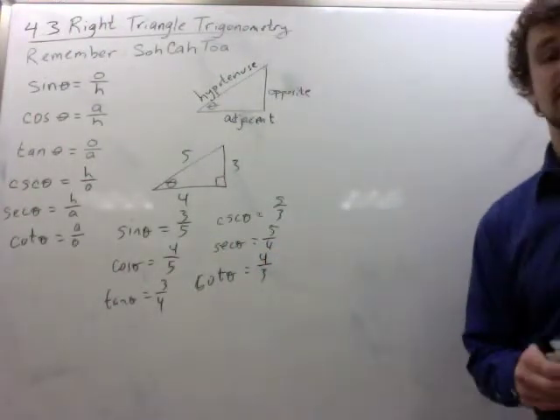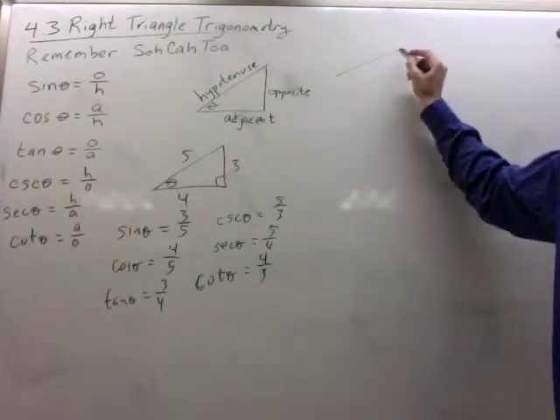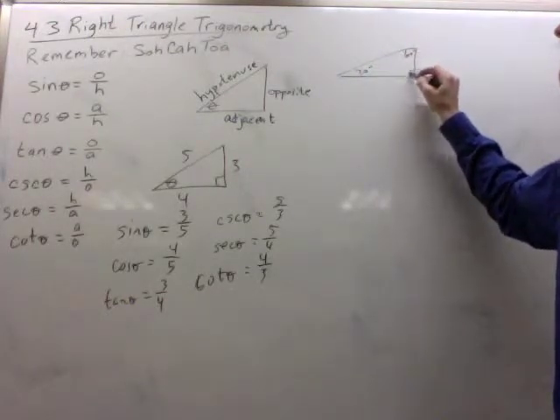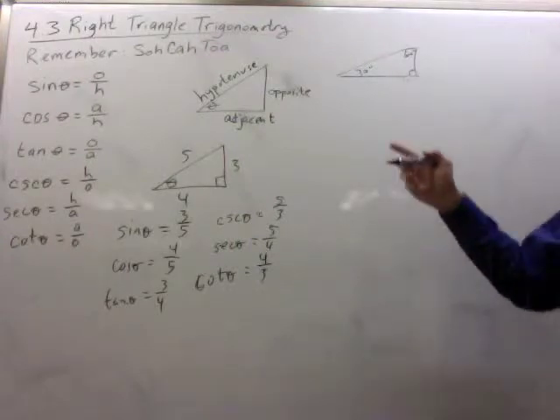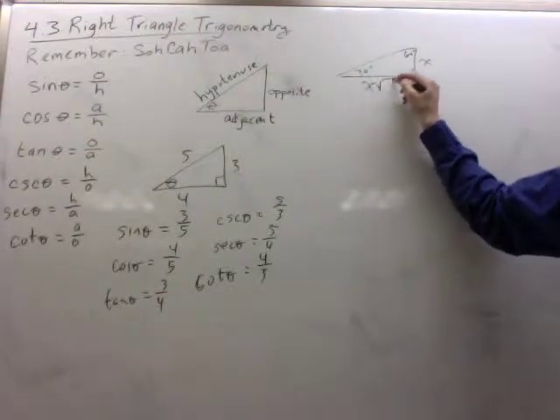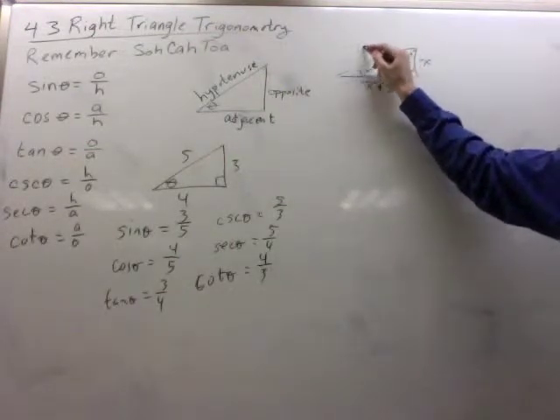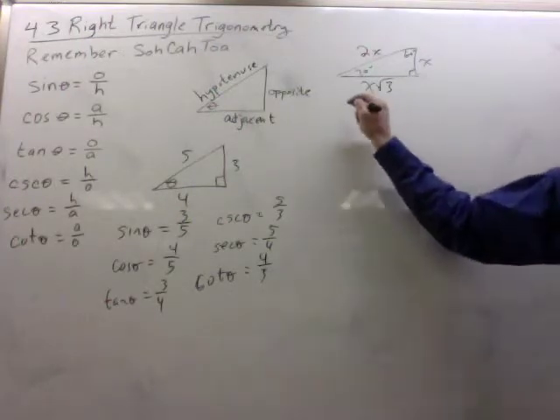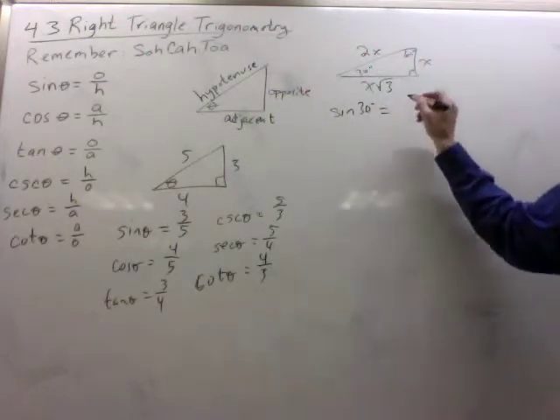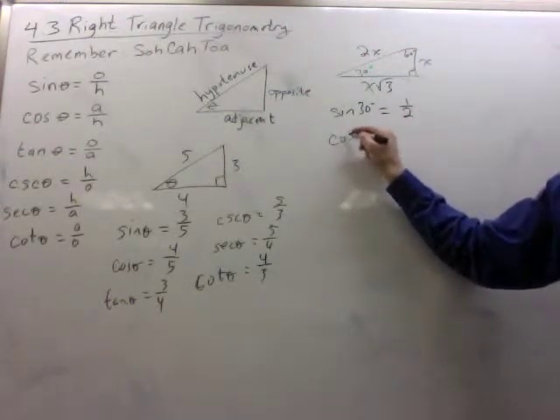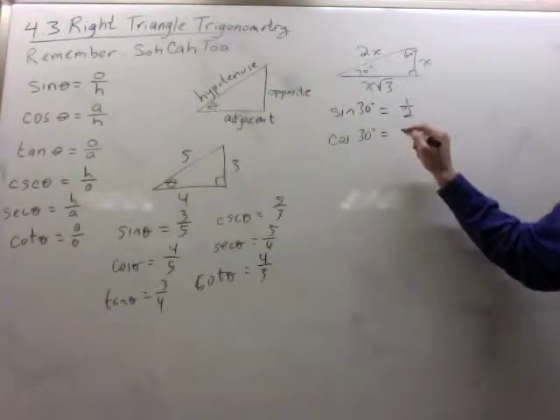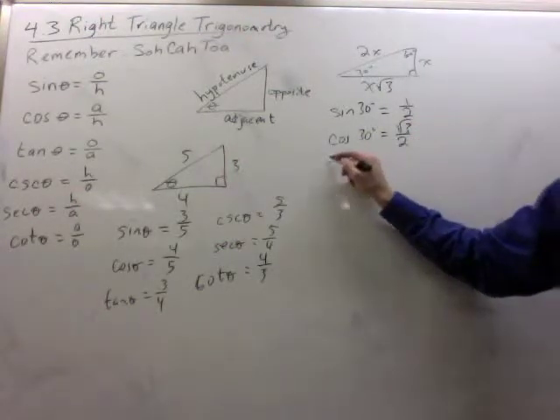We can also use this idea to find trig functions of some angles that we know some things about. If we have a 30, 60, 90 triangle, you've learned in the past what the ratios of those sides are. The side opposite the 30 degrees is x, the side opposite the 60 is x√3, and then the hypotenuse is 2x. So it follows that the sine of 30 is opposite over hypotenuse, x over 2x, which is 1/2. Cosine 30 degrees is adjacent over hypotenuse, which is x√3 over 2x, or just √3 over 2.